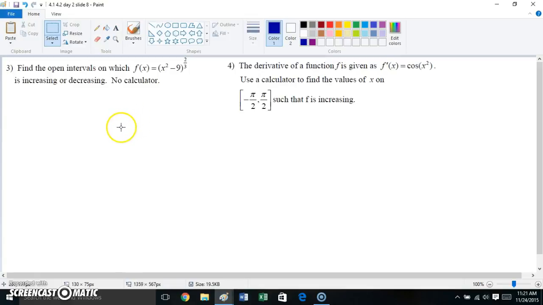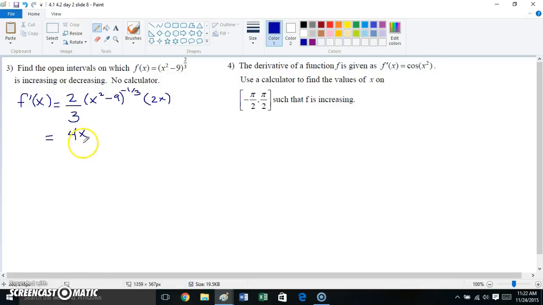Okay, question 3 and 4. It says find the open intervals on which f of x equals (x squared minus 9) to the 2/3 power is increasing or decreasing. Okay, so this function, when we take its derivative, we will get 2/3 times (x squared minus 9) to the negative 1/3 times 2x by the chain rule.